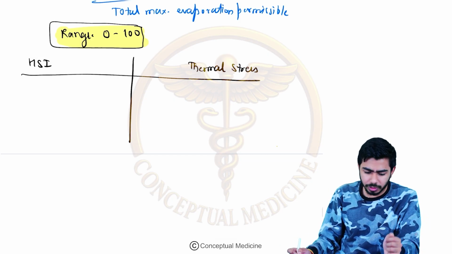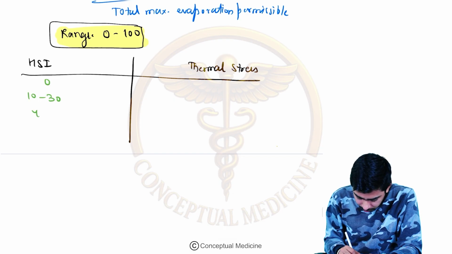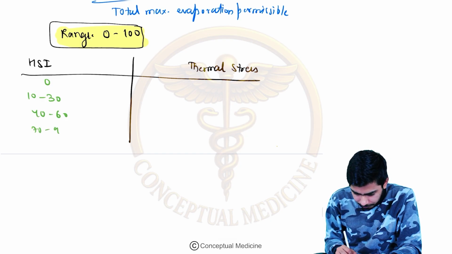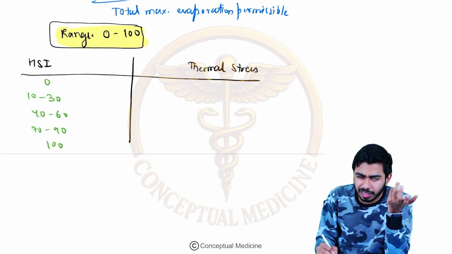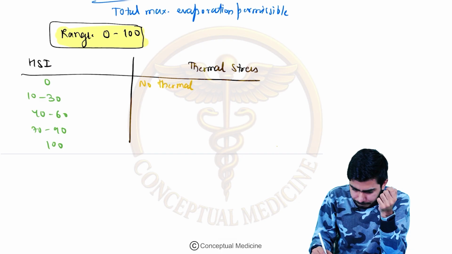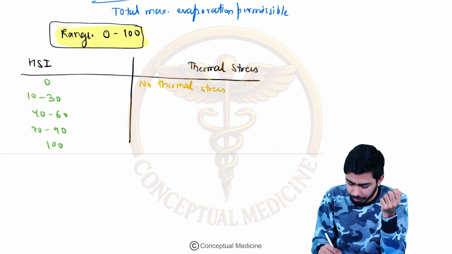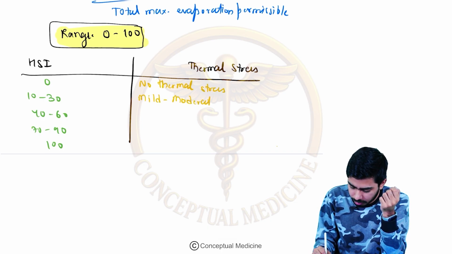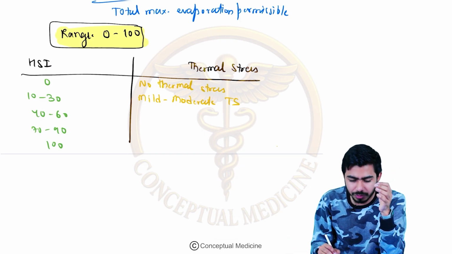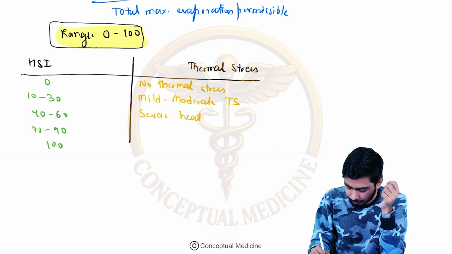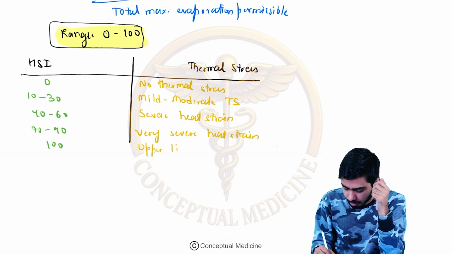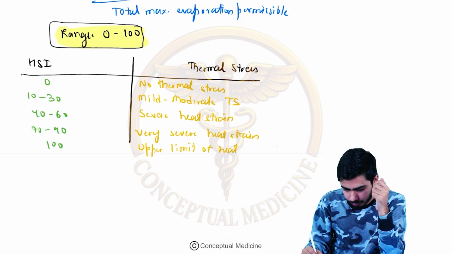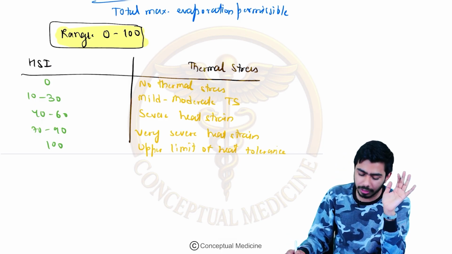There could be different values of the heat stress index. For example, it could be 0, from 10 to 30, then 40 to 60, then 70 to 90, and maybe 100. If the heat stress index is 0, that means there is no thermal stress. 10 to 30 is mild to moderate thermal stress. I'm just writing TS for thermal stress. 40 to 60 will be severe heat strain. 70 to 90 will be very severe heat strain, and 100 would be the upper limit of heat tolerance, or I would say the heat intolerance. This is the upper limit.